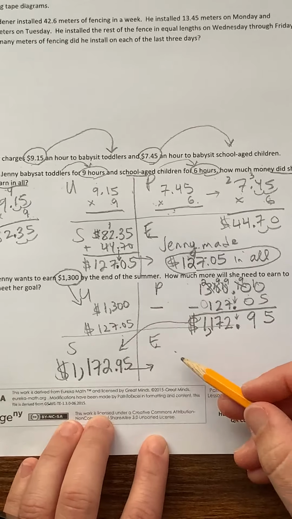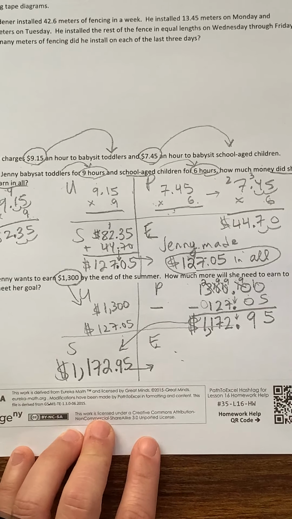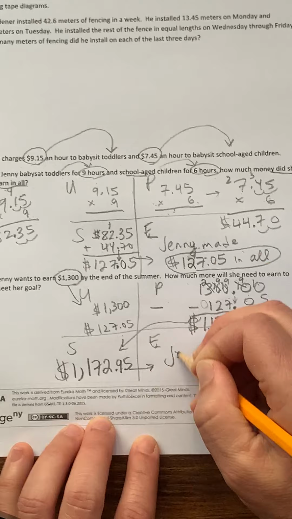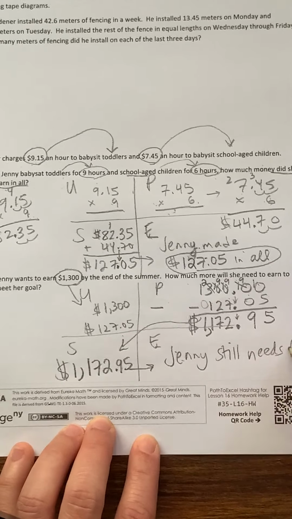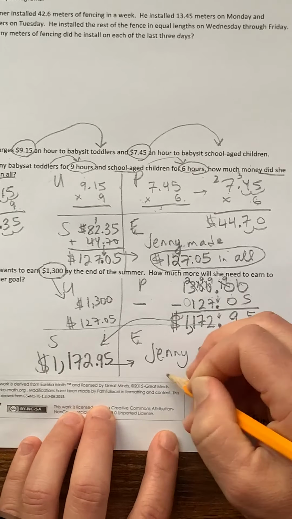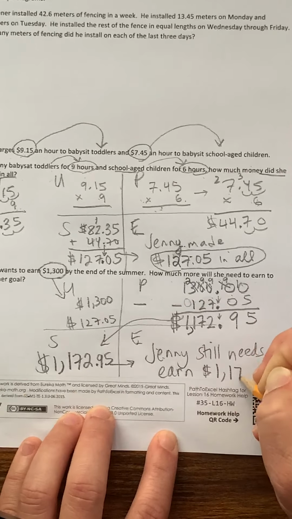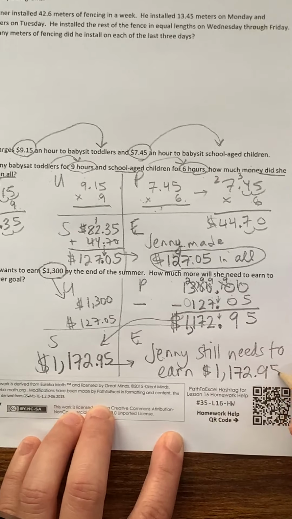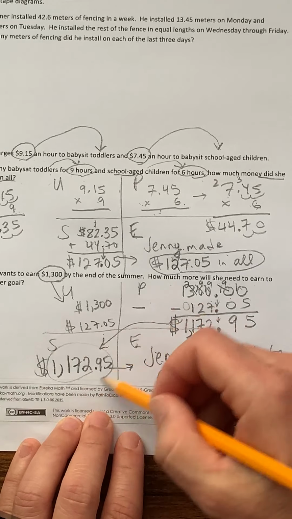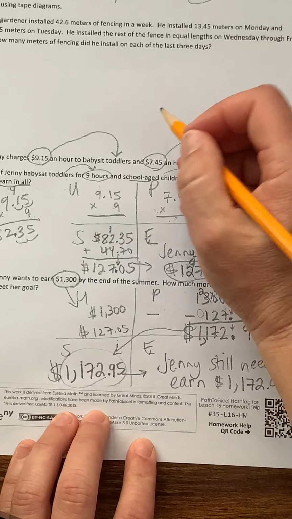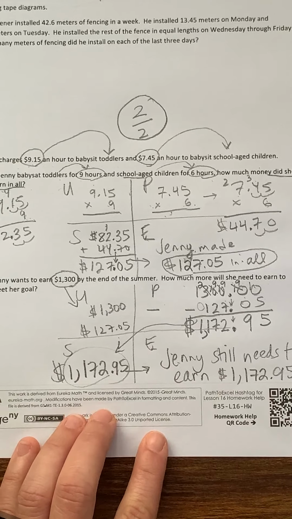If you have not yet done this, pause the video and explain it by yourself first. And if you're ready, let's explain. Jenny still needs to earn $1,172.95. Very good. If you got both of these problems correct, score yourself right up here, 2 out of 2. Or you can put a 1 out of 2, whatever you got. Okay, great job.